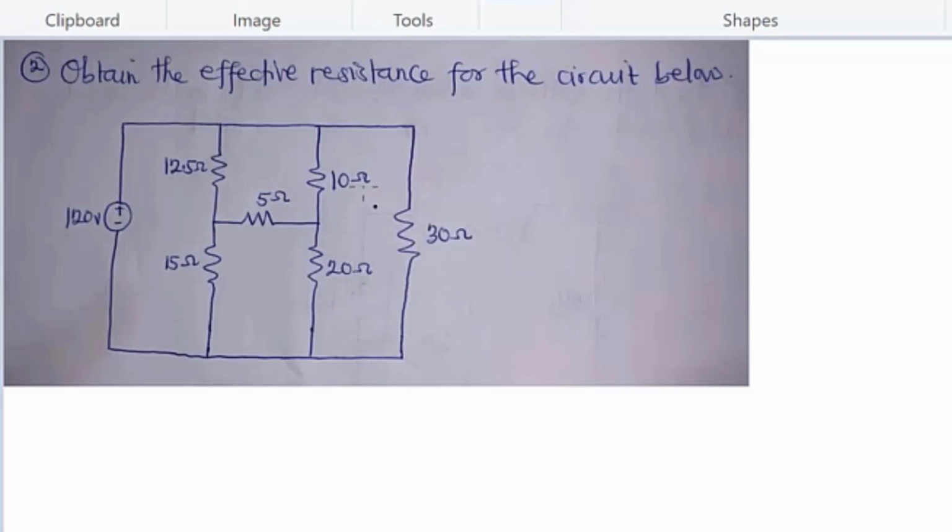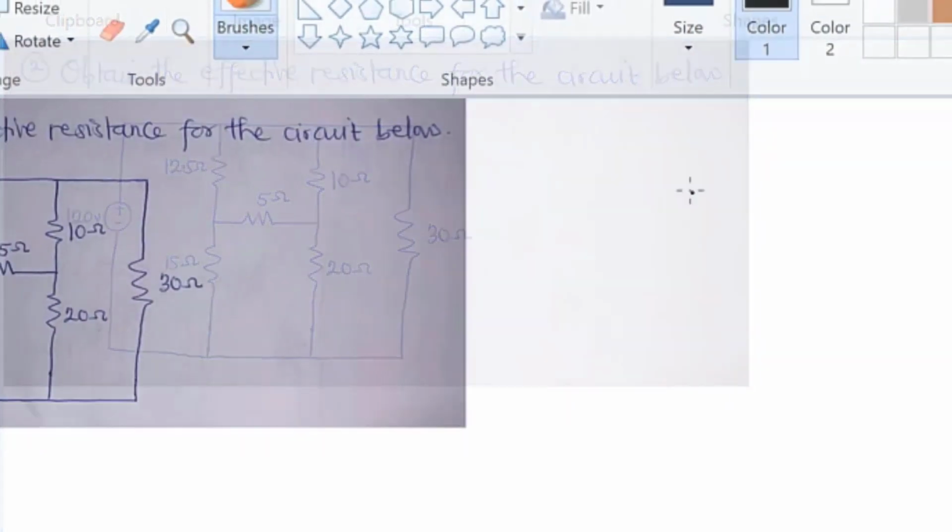So we can notice that we have a star connection over here. So it is imperative that we convert this star network to a delta network. Then we can see that at the end we will have some resistors in series and others in parallel.